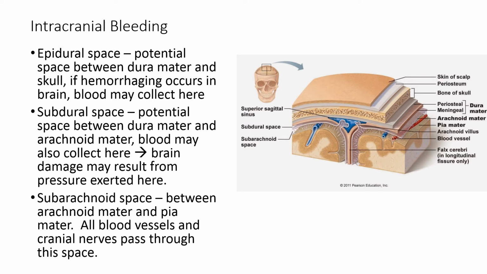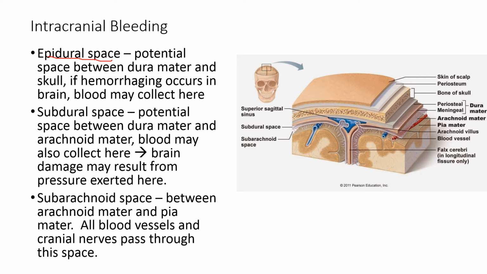So sometimes, due to injuries from blunt force trauma, a fall, or another impact, there can be intracranial bleeding. The epidural space, so this is a space that's between the dura mater and the skull, it can collect blood. If hemorrhaging occurs here, it will press on the dura mater, but it may not damage the brain because the dura mater, like its name, is pretty tough and it can resist force, but there will be pressure.